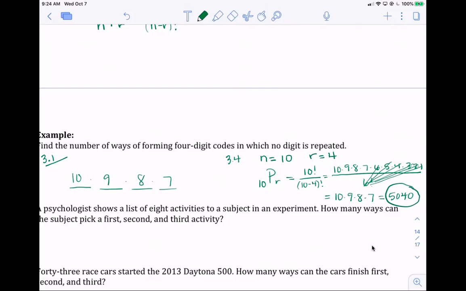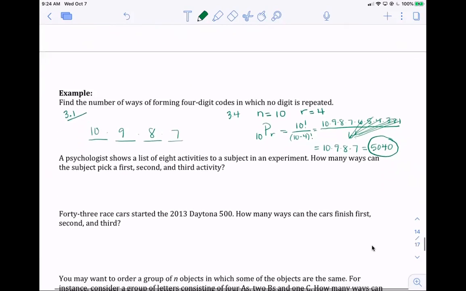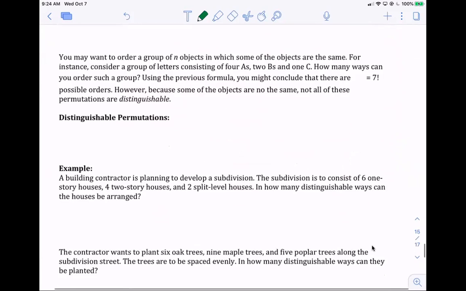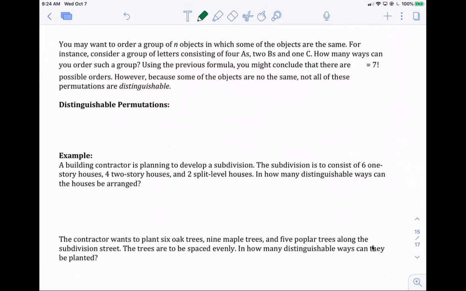Okay. And again, I'll show you another way next class and how we can just plug that into our graphing calculator. So I'm going to save these next two examples for that. So sometimes you want to order a group of n objects in which some of the objects are the same. For instance, consider a group of letters consisting of 4 A's, 2 B's, and 1 C. And we want to know how many ways can you order such a group. Okay, so using the previous formula, you might conclude that there are 7 factorial, or 7P7, possible orders. However, because some of the objects are not the same, not all of these permutations are distinguishable.